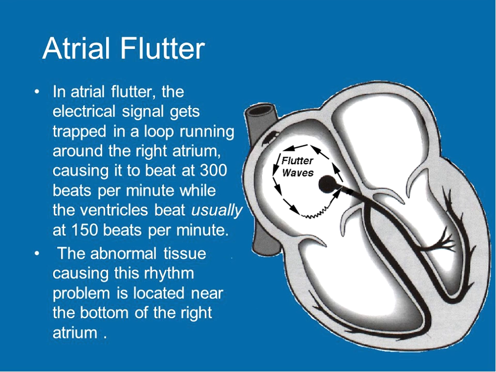In atrial flutter, the electrical signal gets trapped in a loop running around the right atrium. Here you can see the loop, causing it to beat, while the ventricle usually beats. Now here, the AV node accepts the impulse with every other beat. So the ventricular rate here is 150. The abnormal tissue that causes this rhythm is usually located in the right atrium. When you see a tachycardic rhythm that's right at 150, you should think that it could very well be atrial flutter.